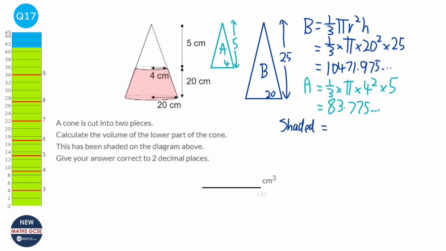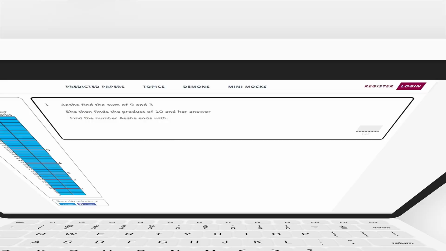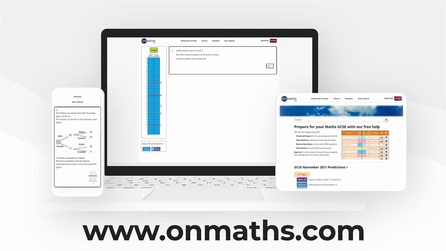So to work out the shaded bit, we're just going to do the volume for B, take away the volume for A. So it's going to be 10,471.975, take away 83.775. And all those I'm going to keep in the calculator to keep the accuracy. And that gives us 10,388.199 and so on. And to 2 decimal places, it's going to be 10,388.20.